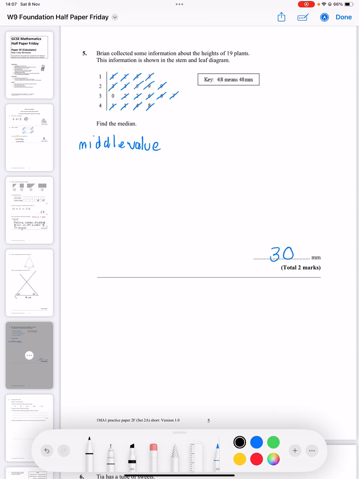We could also do n add 1 divided by 2 to find the one in the middle. That gives me 19, add 1 divided by 2, because we know there's 19 plants. That means the 10th plant is the one in the middle in terms of height. And if we count the number of pieces of data, the 10th is 30.